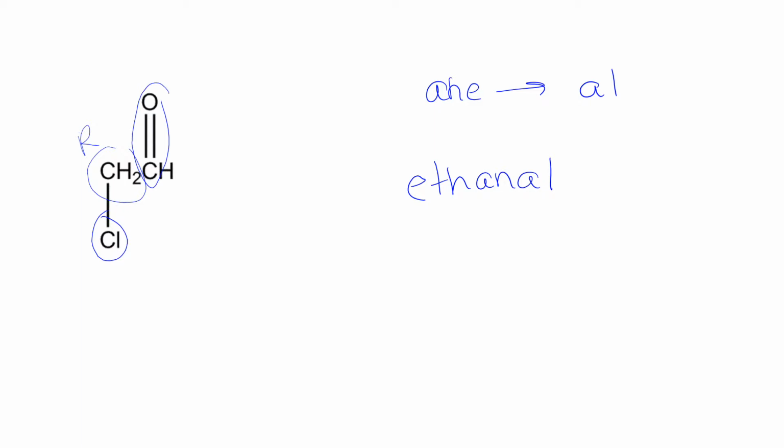So this is an aldehyde, your carbonyl always gets carbon number 1. So on carbon number 2, we have chlorine coming off. So this would be 2-chloroethanal.